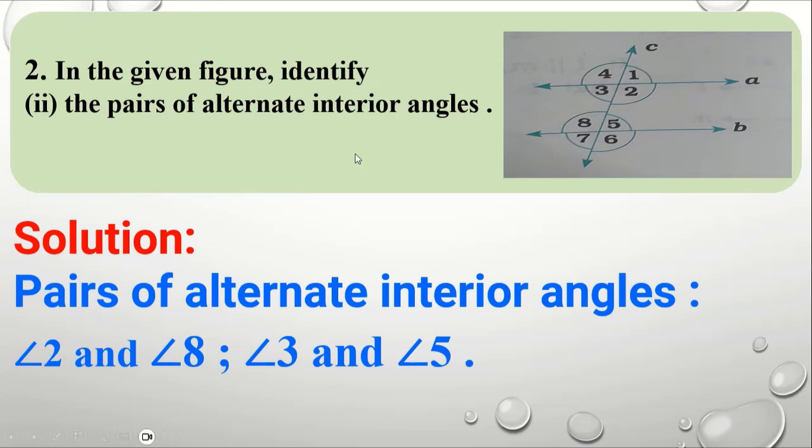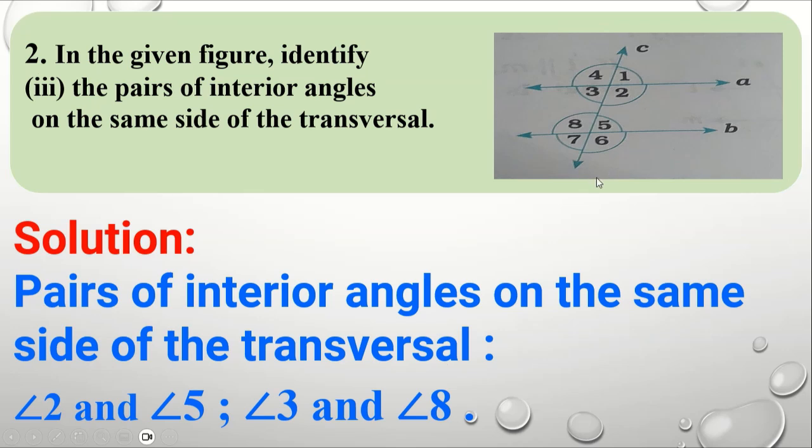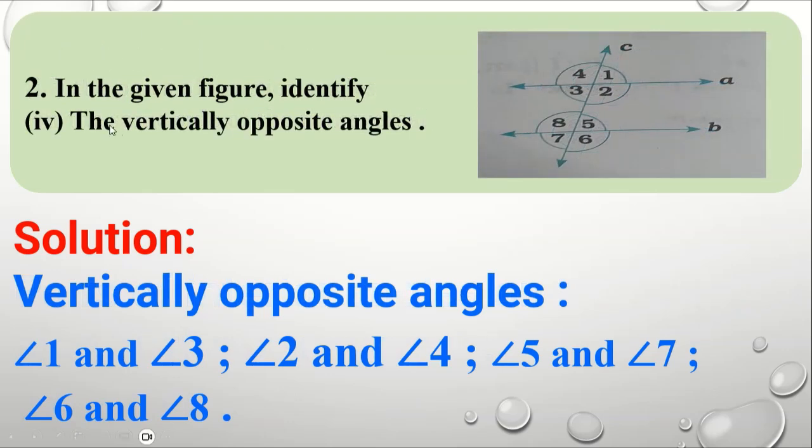The pairs of alternate interior angles. So here the pairs of alternate interior angles are 2 and 8, 3 and 5. The pairs of interior angles on the same side of the transversal. So 2 and 5, 3 and 8. The vertically opposite angles. So here the vertically opposite angles are 1 and 3, 2 and 4, 5 and 7, 6 and 8.